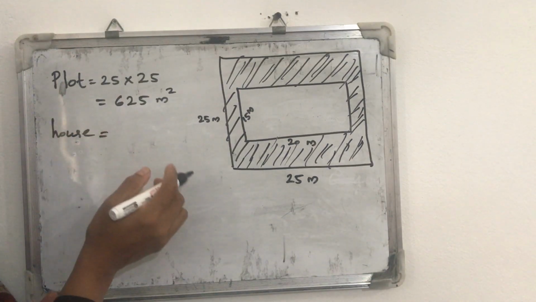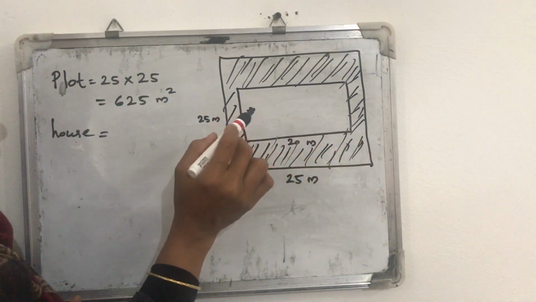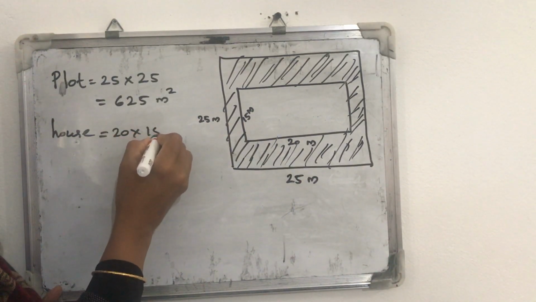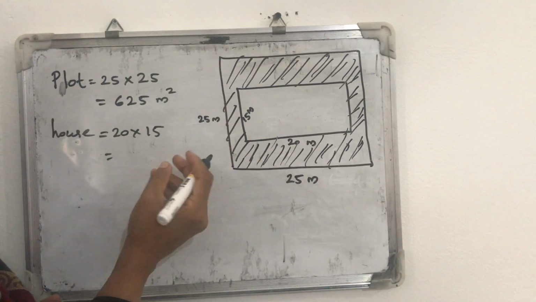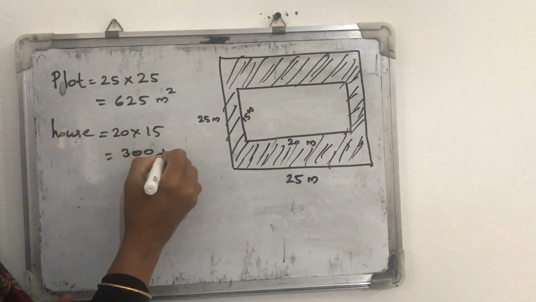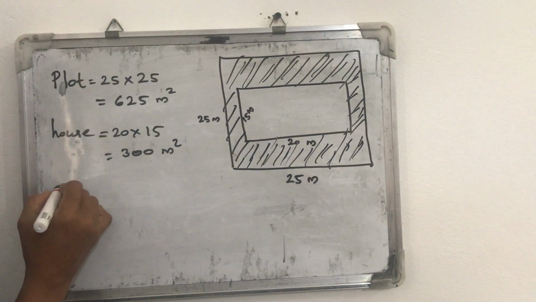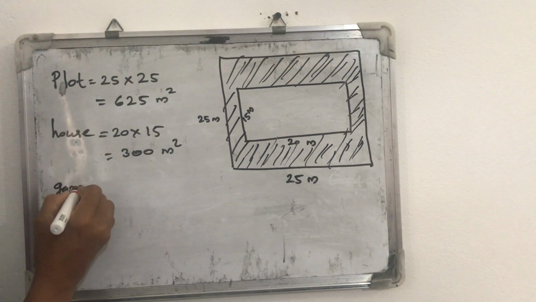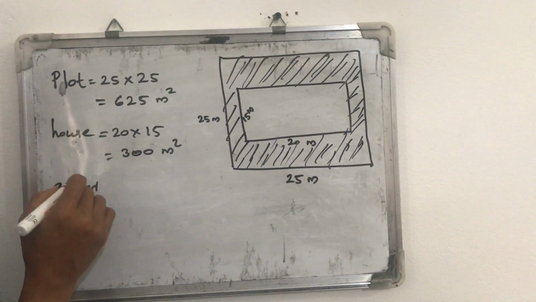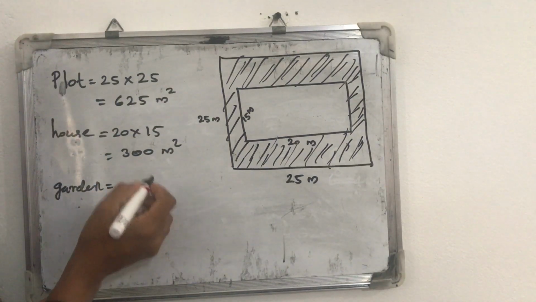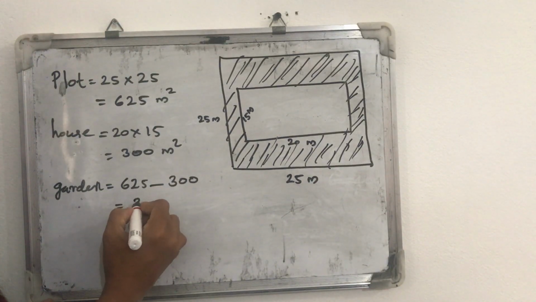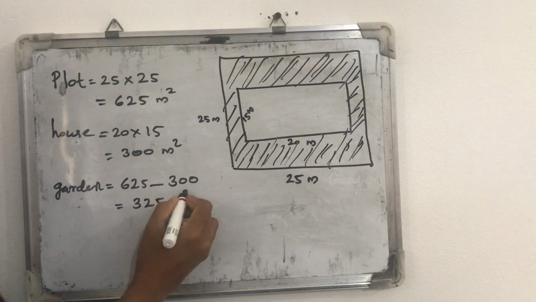Next we find out the area of the house. The house is in rectangle shape. The area of a rectangle is length into breadth, that is 20 into 15. All is given in meter, so no need of changing any unit. 20 into 15 is 300 meter square. So what will be the area of the garden? Area of garden equals 625 minus 300, that is equal to 325 meter square.